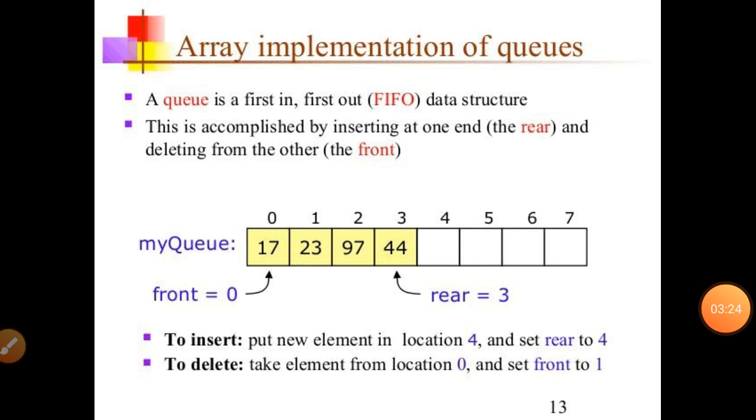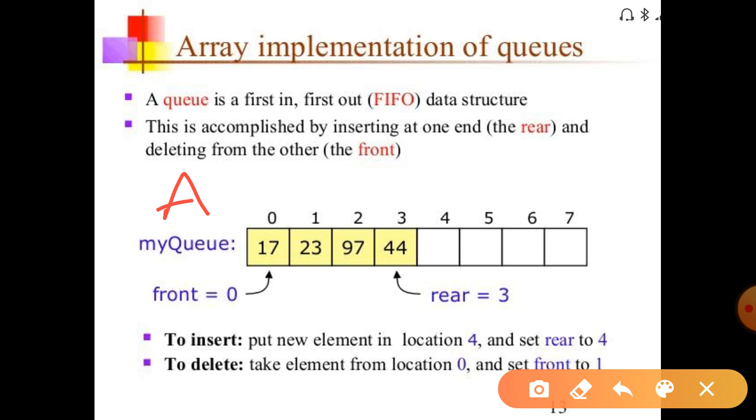Here is the implementation of queues by using an array. We know that the queue follows the FIFO data structure. It has two ends, the front end and the rear end. At the front end we delete the elements, at the rear end we insert the elements. Now we are using arrays to implement the queues. Imagine this is an array, I am naming it a. It has two ends, one is front and another one is rear.